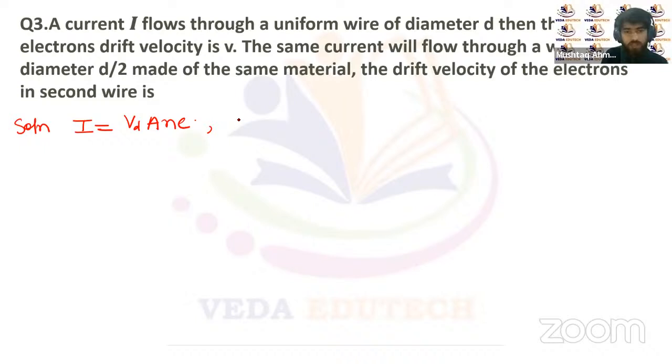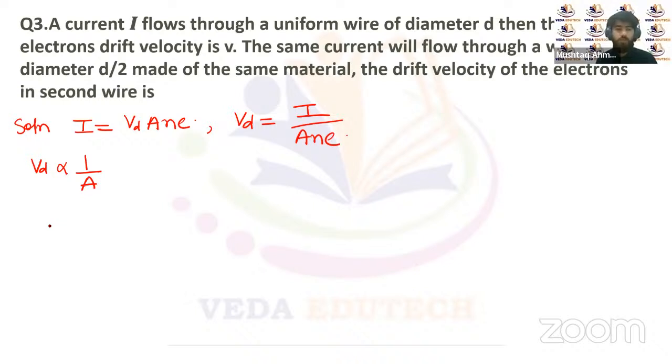From here we can see the drift velocity can be written as current upon area of cross section multiplied with the number density into the charge of electron. Now the current is the same, but the area of cross section of the two wires is different. Since it's made of the same material, the number density will be the same, and the charge of electron will be the same. So the drift velocity in this case will be inversely proportional to the area of cross section.